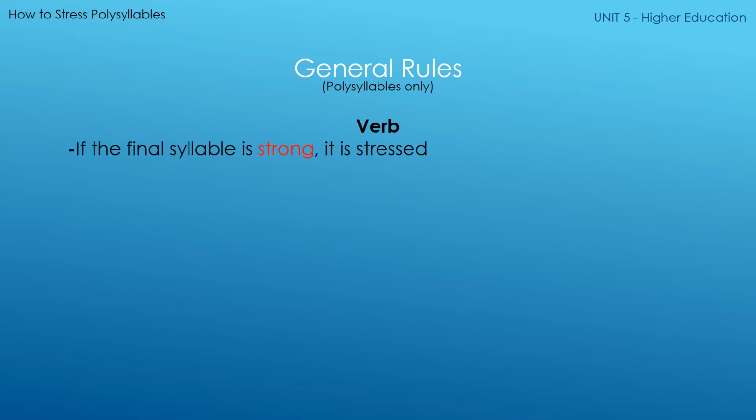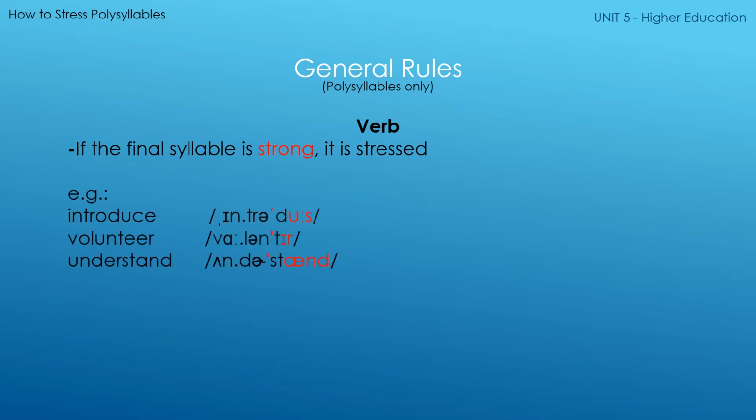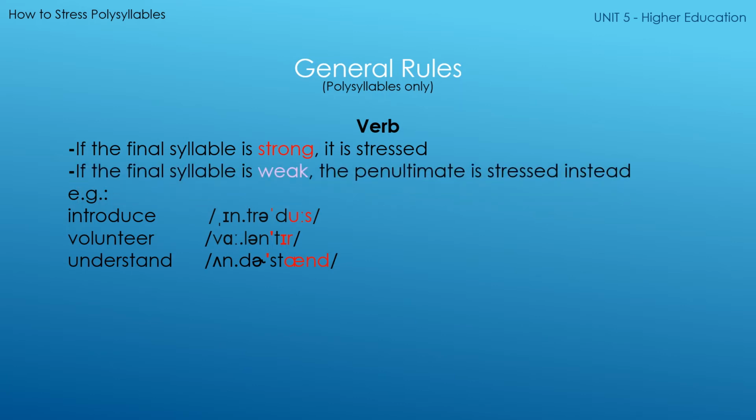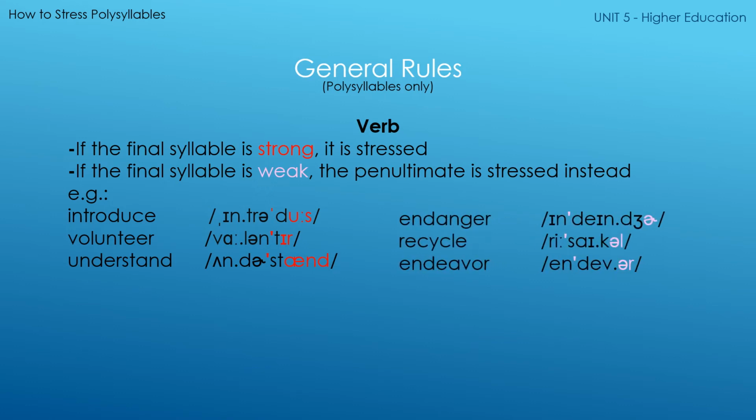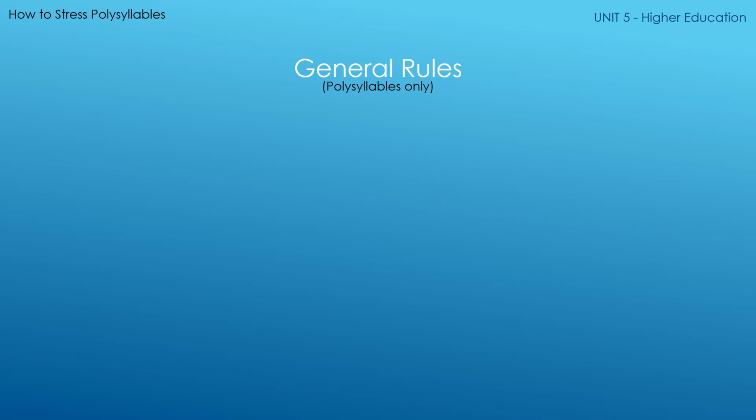So if the final syllable is strong, it is stressed. Take volunteer, understand, and so on for examples. Next, if the final syllable is weak, the penultimate is stressed instead, like endanger, recycle, and defer. Following that, we also have some rules for adjectives.